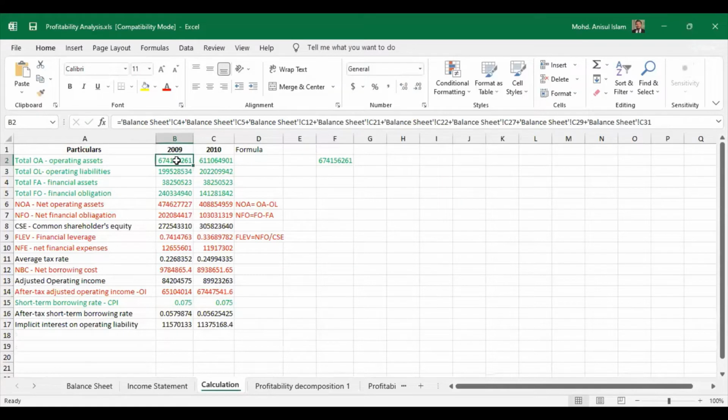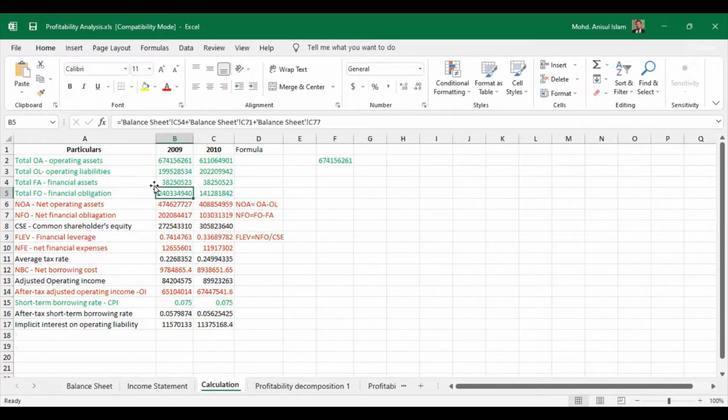So we know how we can compute it. Similarly, for operating liabilities, financial assets and financial obligations, we know how this can be computed. We should have no confusion. We have already done several exercises on how to compute this, and you all have also solved the problem.